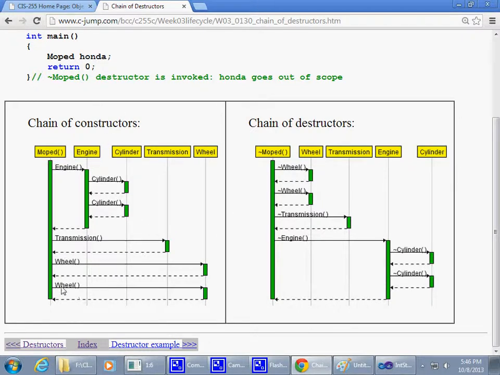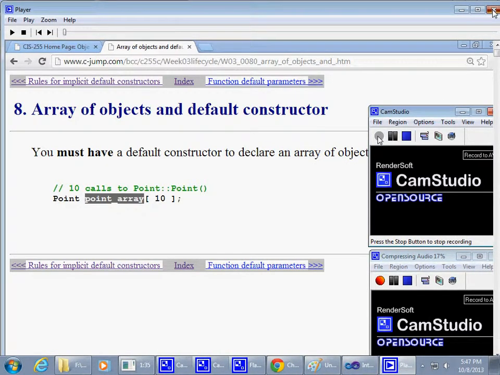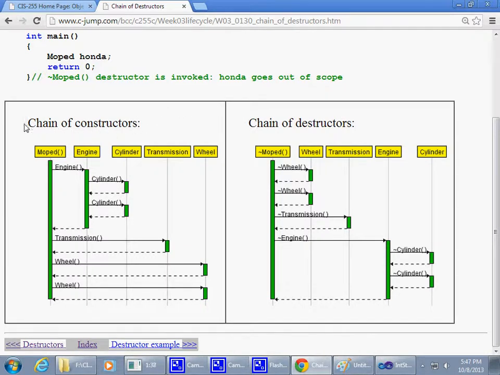So if we had two wheels declared someplace at the end of the class named moped, their destructors are called first, then the transmission, then the destructor of the engine, and then it would also call the destructors of the cylinder. Exact opposite, right? A symmetrical approach, so very predictable. So not only can you rely in the design of your program on the chain of constructors, you can also rely on the chain of destructors as well.